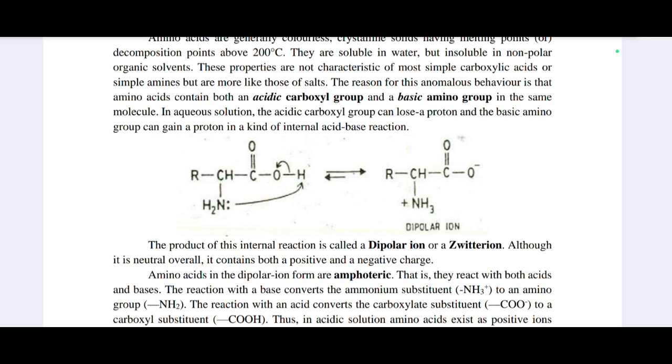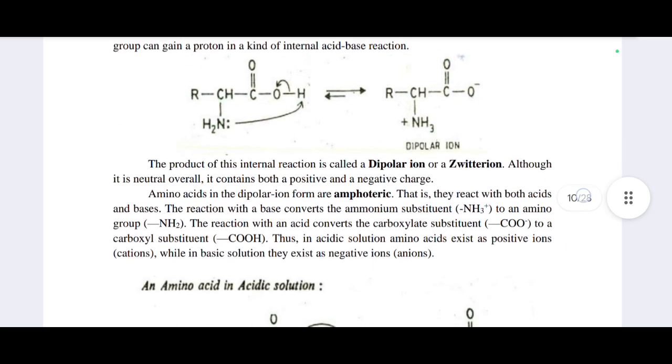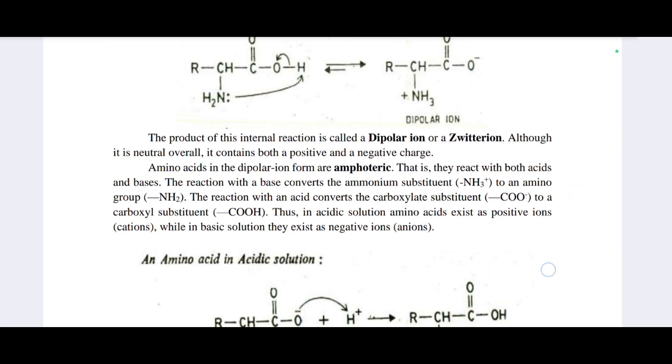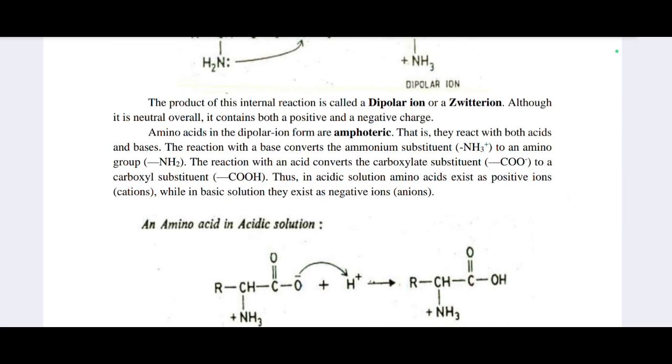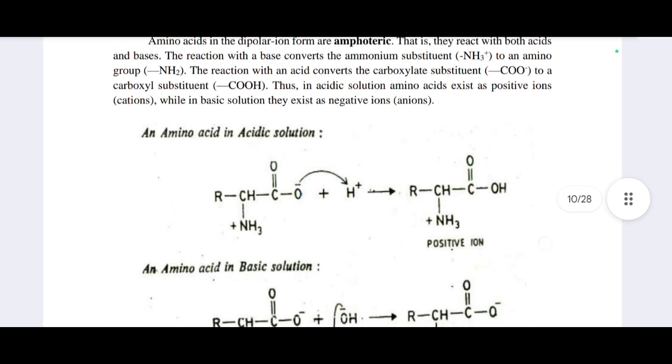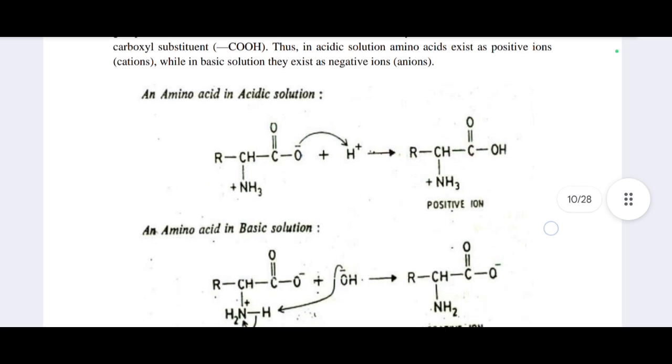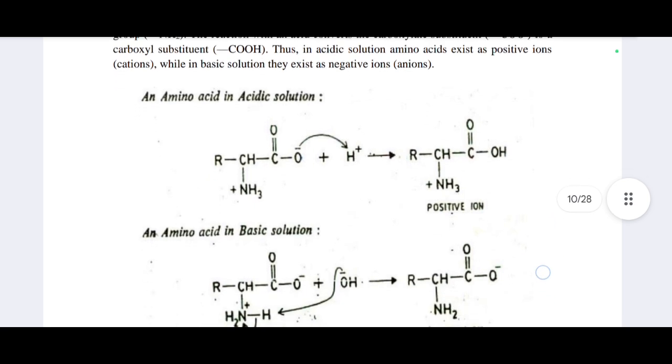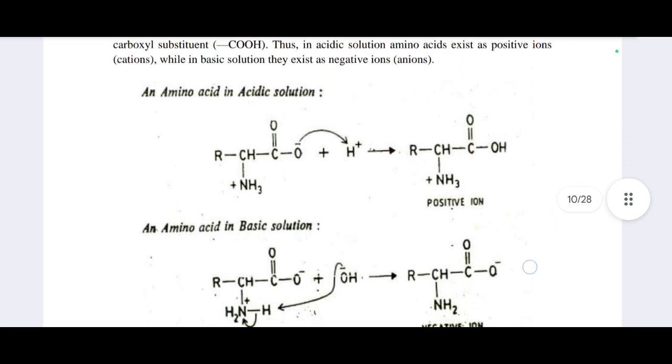Although it is neutral overall, it contains both positive and negative charge. Amino acids in the dipolar ion form are amphoteric in nature, that is, they react with both acids and bases. The reaction with the base converts the ammonium substituent into an amine group. The reaction with the acid converts the carboxylate substituent to a carboxyl group.